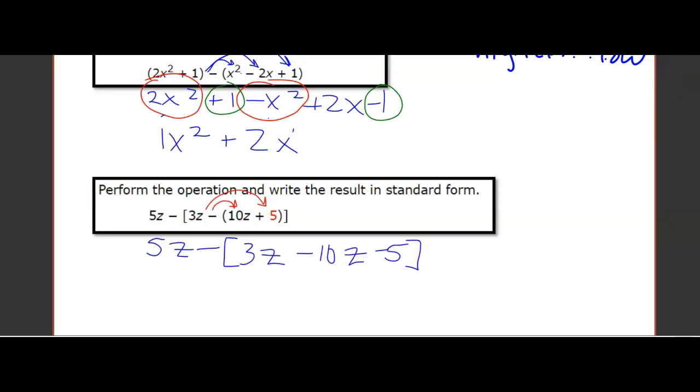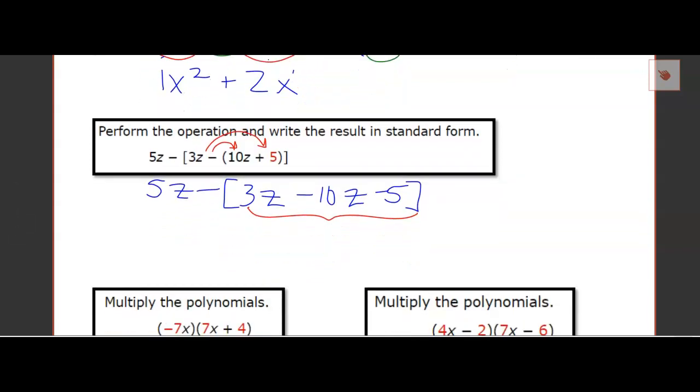So the first step would be to distribute this subtraction to the 10z and the 5, making that a negative 10z and a negative 5. Then within this set of brackets, or braces actually, brackets, we would combine any like terms. Notice I'm working my way from the inside out. That's what our order of operations tells us to do.